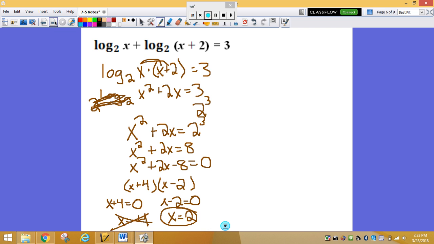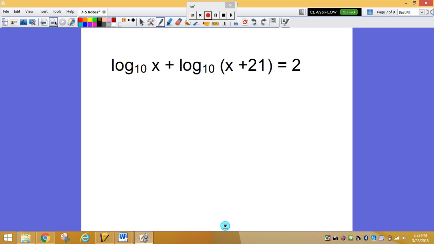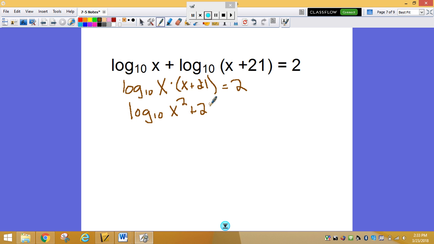I know you're probably confused, so I have another one just like this that we can do. Again, on the left side, they're log base 10s, so I can combine them. So I'm going to do log base 10 of x. Plus means we multiply, and x plus 21 equals 2. I'm going to distribute. So I have log base 10 of x times x is x squared, x times 21 is 21x, equals 2.